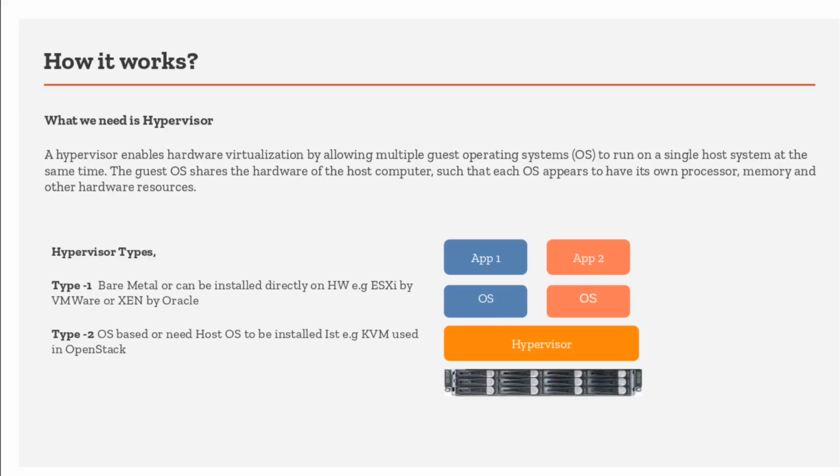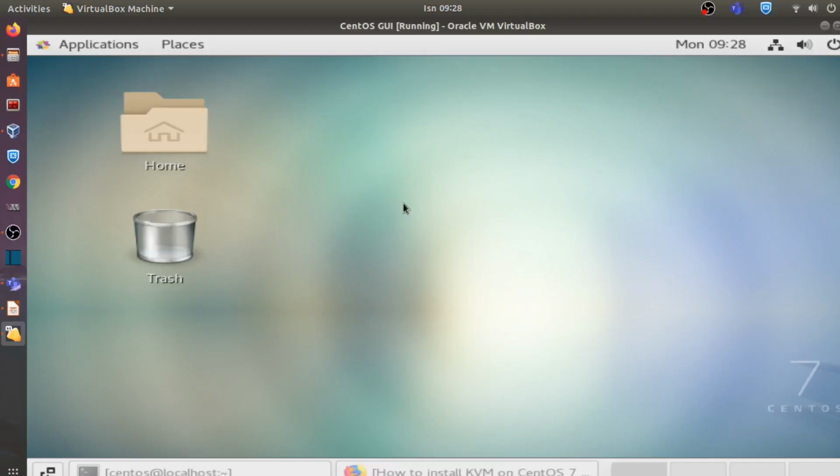So companies like VMware and Oracle use this kind of hypervisor, type 1, which can be directly installed on bare metal. Type 2, we actually need another operating system to run these hypervisors. We cannot install them directly on our physical server.